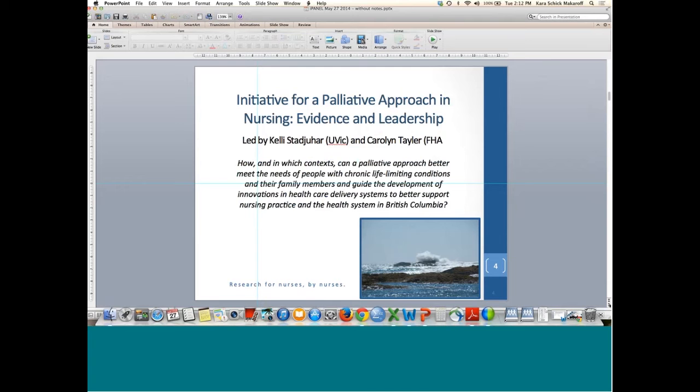So the iPANEL project is the Initiative for a Palliative Approach in Nursing, Evidence, and Leadership. Kelly Stajduhar from UVic and Carolyn Taylor from Fraser Health are the leads on this project. And the research question is this: how and in which context can a palliative approach better meet the needs of people with chronic life-limiting conditions and their family members, and guide the development of innovations in healthcare delivery systems to better support nursing practice and the health system in BC?